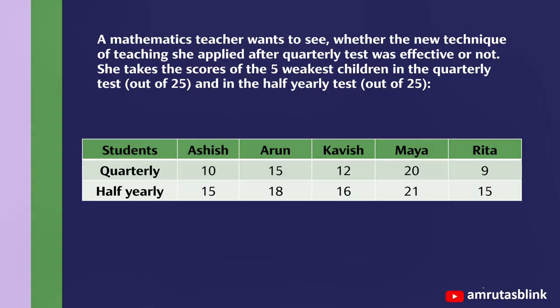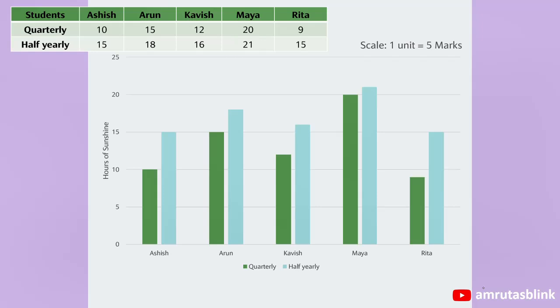So here you need to draw the graph. On the x-axis again, this is a double bar graph, we will place the students, and half yearly we will indicate with a different pattern and quarterly with a different pattern. Here I have indicated quarterly with green color and half yearly with sky blue color. And on the y-axis I have taken the scale of 1 unit equal to 5 marks. So for Ashish it is 10 and 15, for Arun it is 15 and 18, for Kavish it is 12 and 16, for Maya it is 20 and 21, for Rita it is 9 and 15.